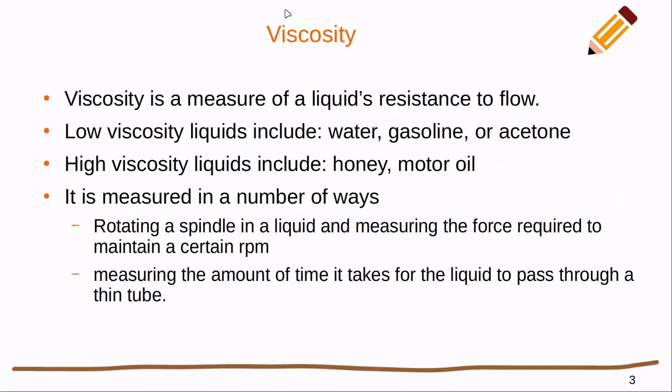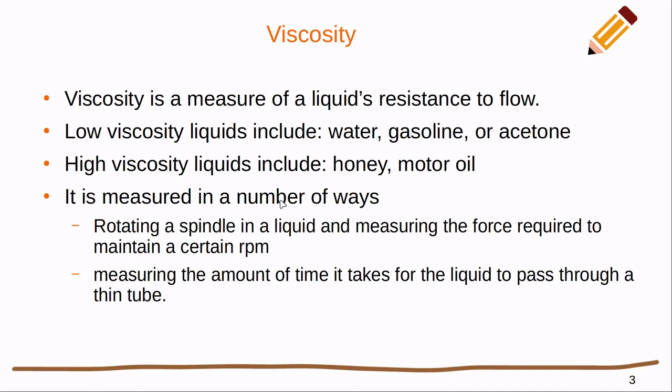So first we'll talk about viscosity. Viscosity is a measure of a liquid's resistance to flow. Okay, so things that don't want to flow have high viscosity. Things that do tend to want to flow have low viscosity. So examples of low viscosity liquids might include water or gasoline or acetone, like the paint thinner. High viscosity liquids are going to include things like honey or motor oil.